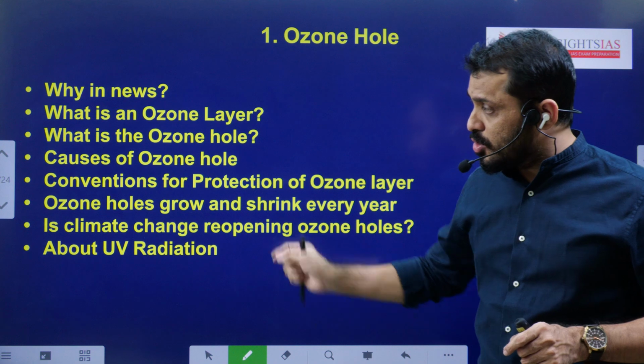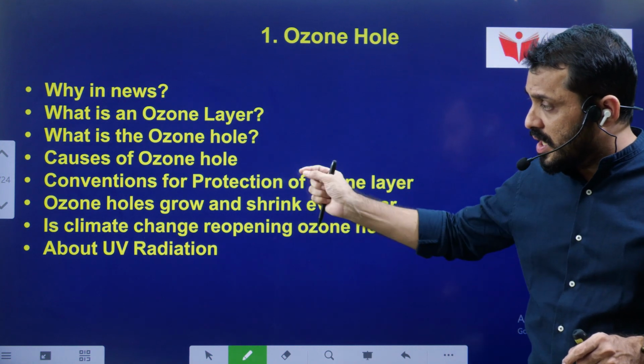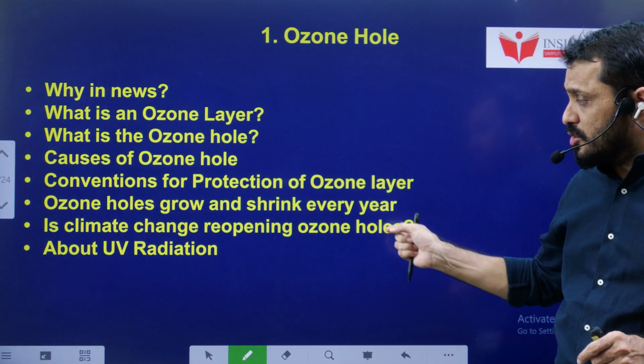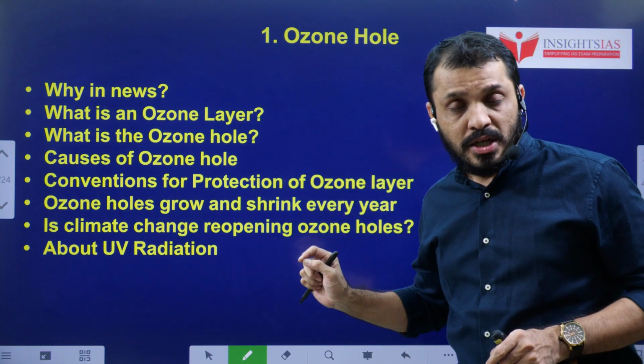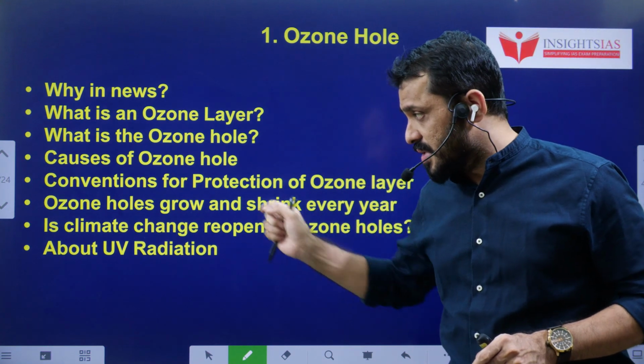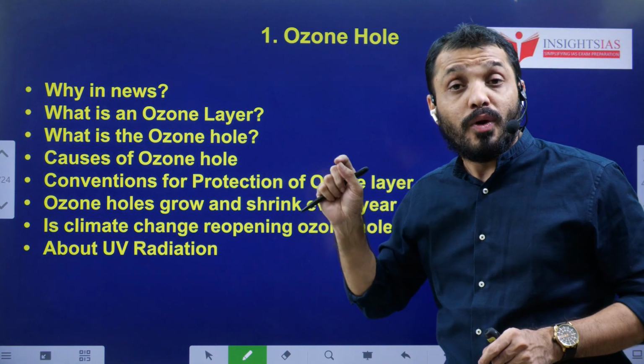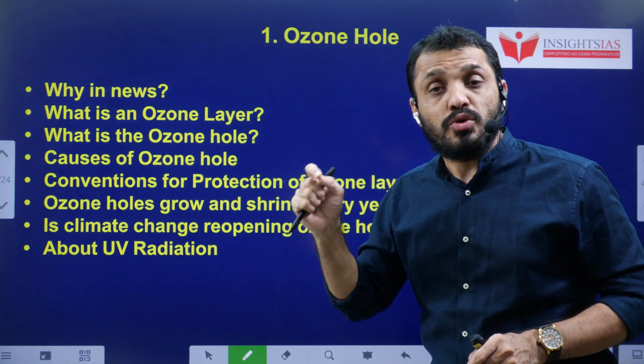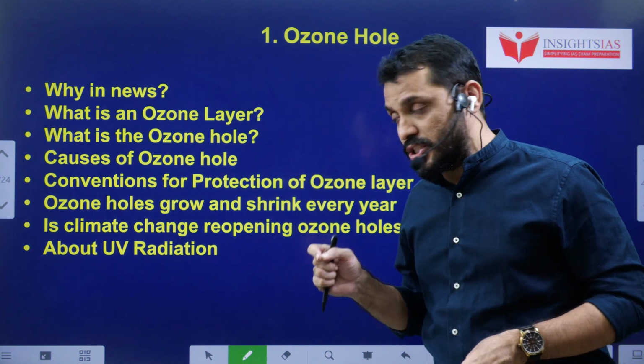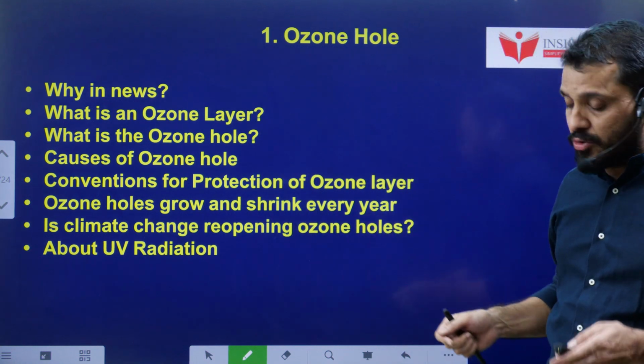And then we will discuss what are the causes of the ozone hole and what are the conventions related to the protection of the ozone layer. Two important conventions we will discuss. And finally, we will discuss various types of UV radiation, what are their strengths, and which UV radiation is most dangerous to human beings. That we are going to discuss.